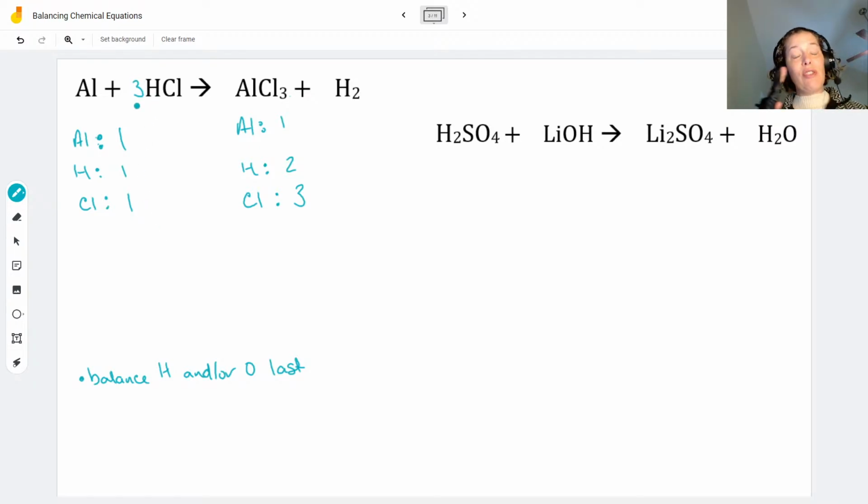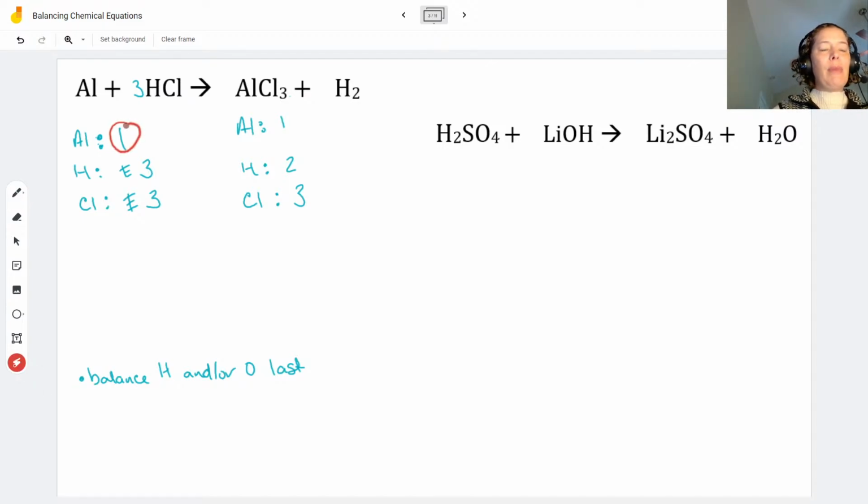Now this changes both the hydrogen and the chlorine. It changes the chlorine to 3, which is great, and it changes my hydrogen to 3, which is also helpful to know. So now if I'm looking at what's balanced, my aluminums are balanced, my chlorines are balanced, but my hydrogens are not balanced.